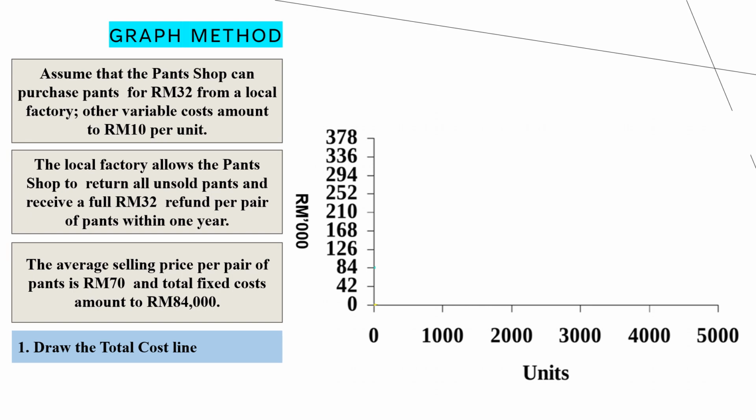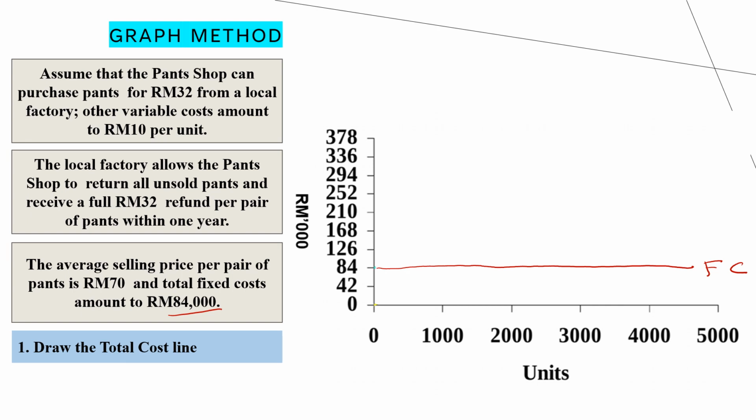In order for us to draw the total cost line, we should start with the point at which the fixed cost intersects the vertical axis, which means that for this example, we are referring to 84,000. So 84,000. This is the fixed cost.